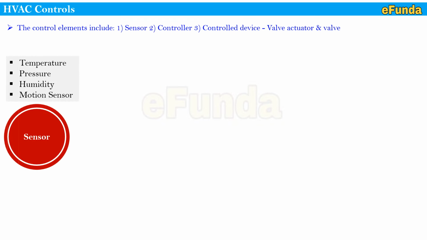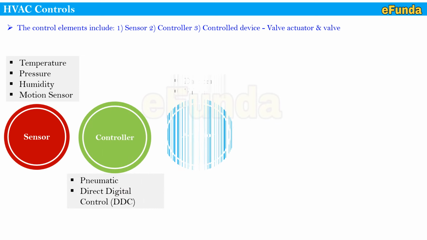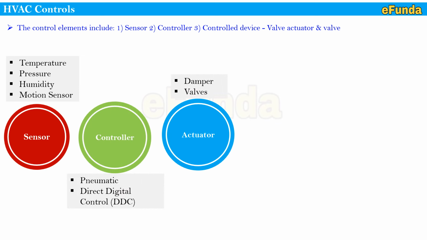HVAC controls. The control elements include sensors, then controllers and the control devices, that is a valve actuator and a valve. One can refer to the sensors: temperature, pressure, humidity and motion sensors. The controller is a pneumatic type or a direct digital controller, and the actuators, dampers and valves are required to be there as part of the HVAC control scheme. These days controllers are upgraded to PLC based control systems as well.